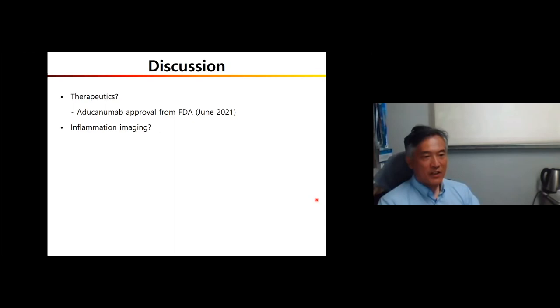But that is still challenging because of the chronic inflammation. If the inflammation is not so significant, how can we visualize that inflammation foci in the living human? So that is the main obstacle for inflammation imaging for Alzheimer's disease.